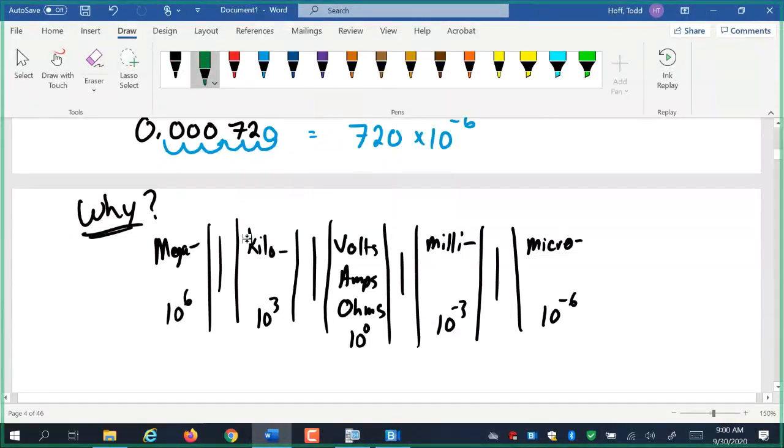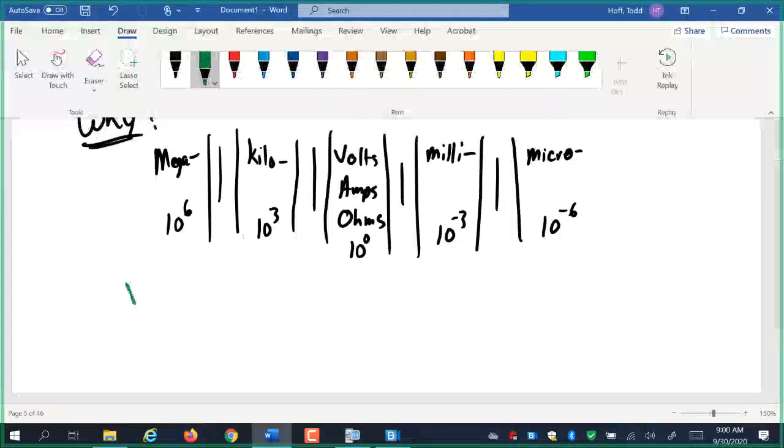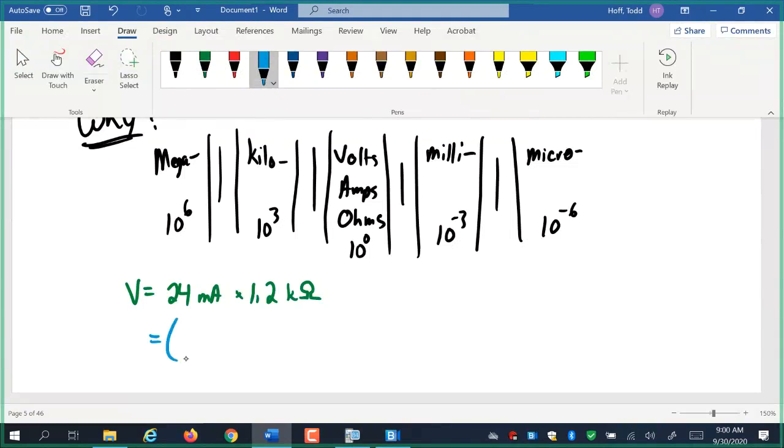So if I have an operation like volt equals current times resistance. So let's say I have 24 milliamps times 1.2 kilo ohms. Well, I can change this in engineering notation. 24 milliamps, milli is 10 to the -3rd. Times 1.2 kilo ohms, kilo is 10 to the +3rd ohms.